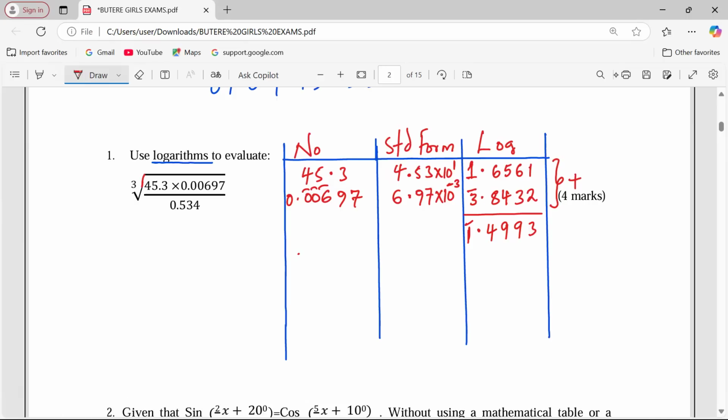The second number is 0.534. This becomes 5.34 times 10 to the power of -1. So that the logarithm becomes bar 1 point. Now, I'm supposed to read the log of 5.34 from the calculator. That becomes 0.7275.